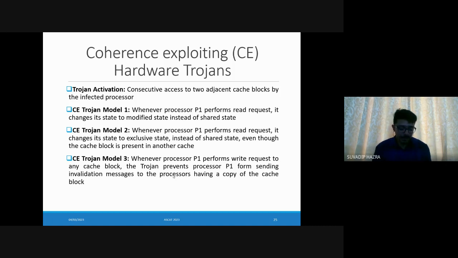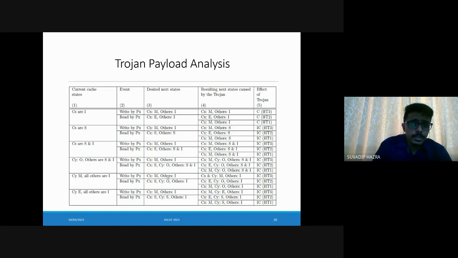So we have implanted the hardware Trojan in Multi2Sim, and we have run the Splash-2 benchmark programs. What we observed is that all the Trojan models are affecting the system performance. Besides affecting the system performance, this leads to some incoherent state combinations. For example, suppose the current state combination is that the cache block is present in all the processors in shared state. So it is a valid state combination.